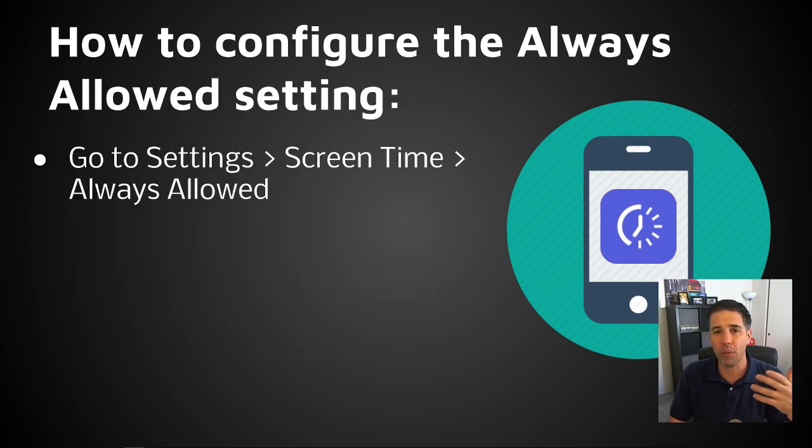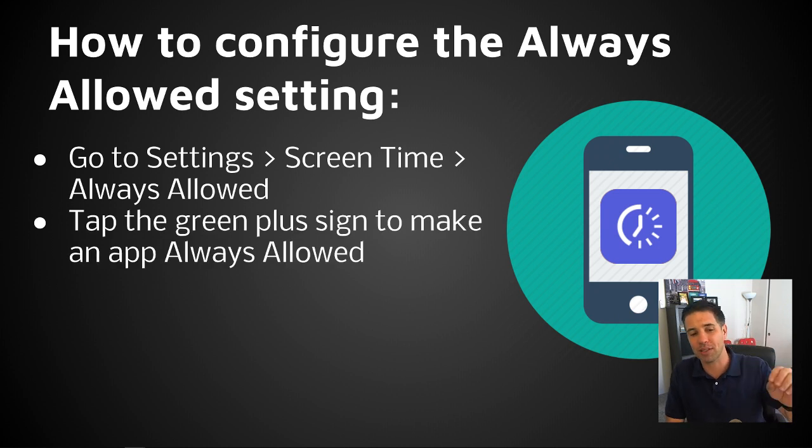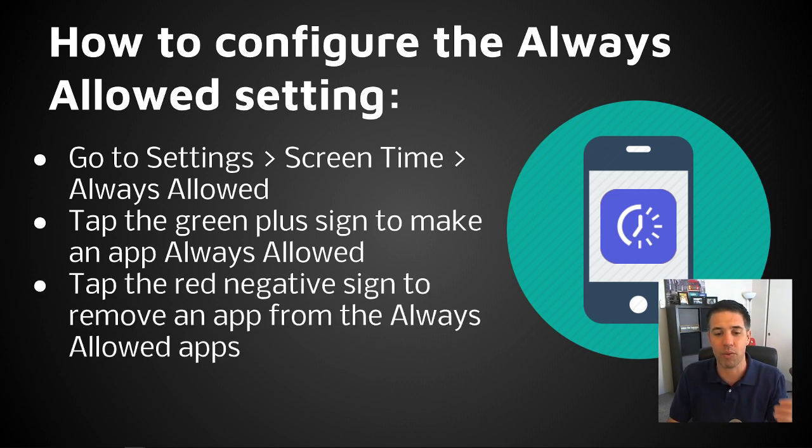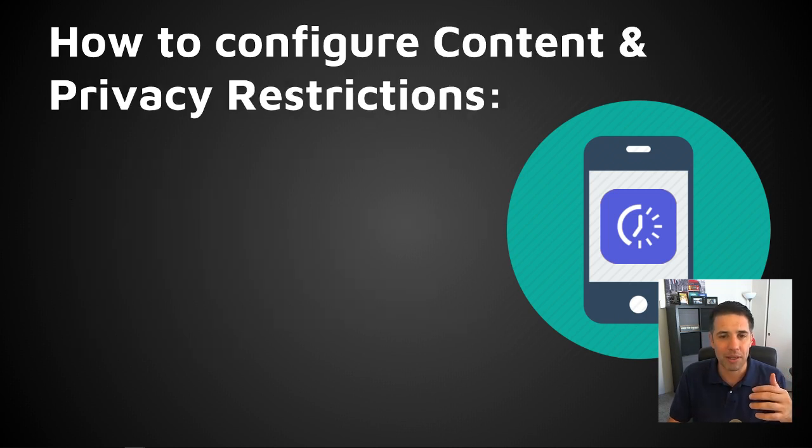How to configure the always allowed setting. Go to Settings, Screen Time, Always Allowed. Tap the green plus sign to make an app always allowed. Phone calls, maps, location share, a few other things that are very important to your family, SMS text messages, and other stuff. Tap the red negative sign to remove an app from the always allowed. Your students might kick the Instagram into there.